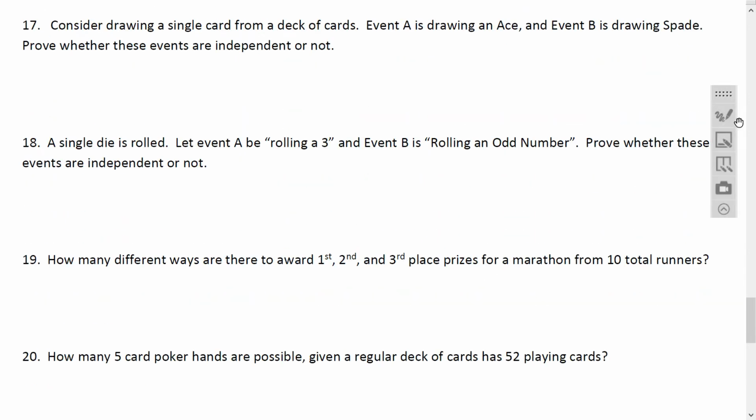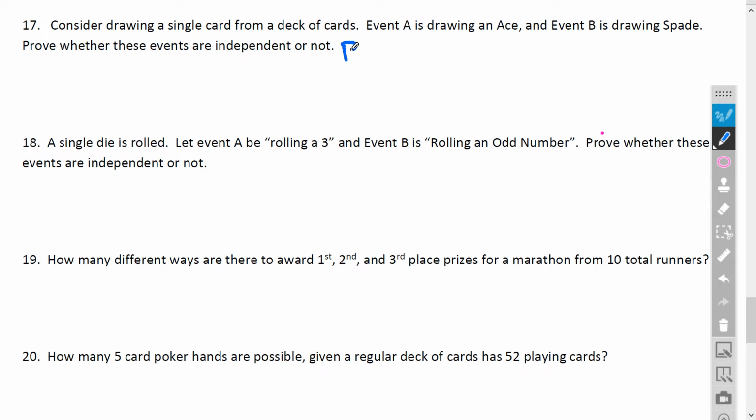Consider drawing a single card from a deck of cards. Event A is drawing an ace. Event B is drawing a spade. Prove whether these events are independent or not. So there's a couple of ways to do this. We can show that their conditional probability is the same as their actual probability. So we can show that the probability of A is the same as the probability of A given B, or we can just show that the probability of both events is equal to the probability of each event multiplied together. And that's probably going to be the easier way to do this.